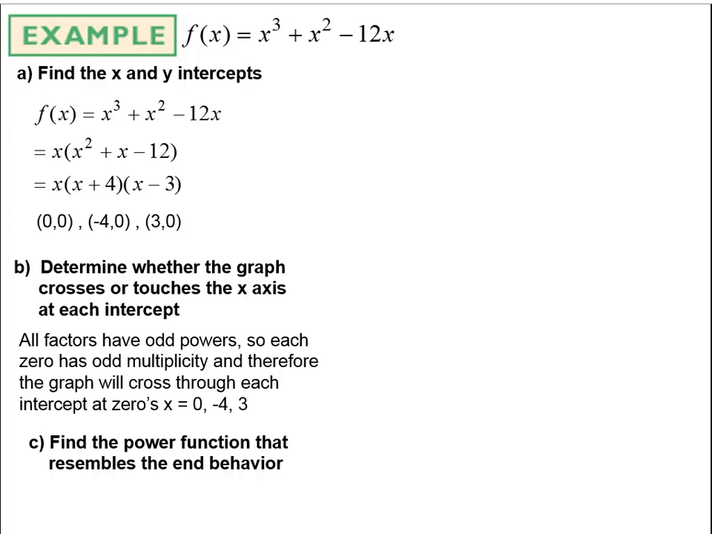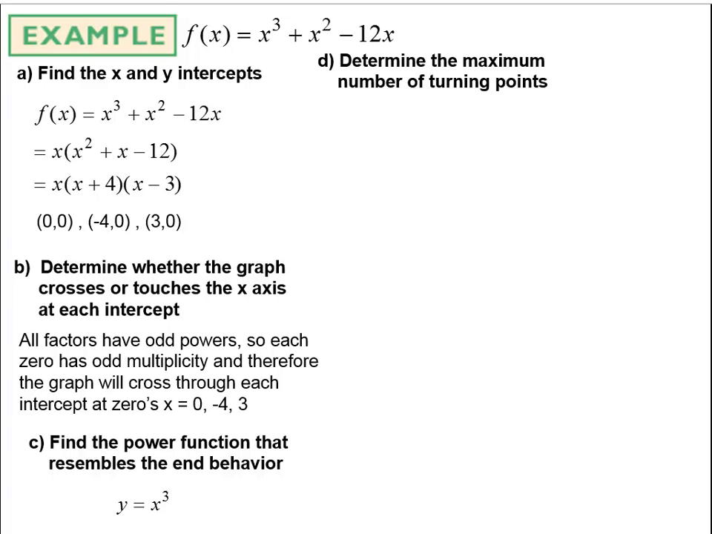So letter C, we were asked to find the power function that resembles the end behavior. Now, that's pretty easy in the sense that it's my leading term. So y equals x cubed represents the end behavior of the graph. And remember, what that means is if I were to sketch the graph, let me turn my pen on here. If I were to sketch the graph, it looks cubic at the ends, and because the leading coefficient is positive, it's going to go in opposite directions here. So I got the graph going in opposite directions based on that leading term.